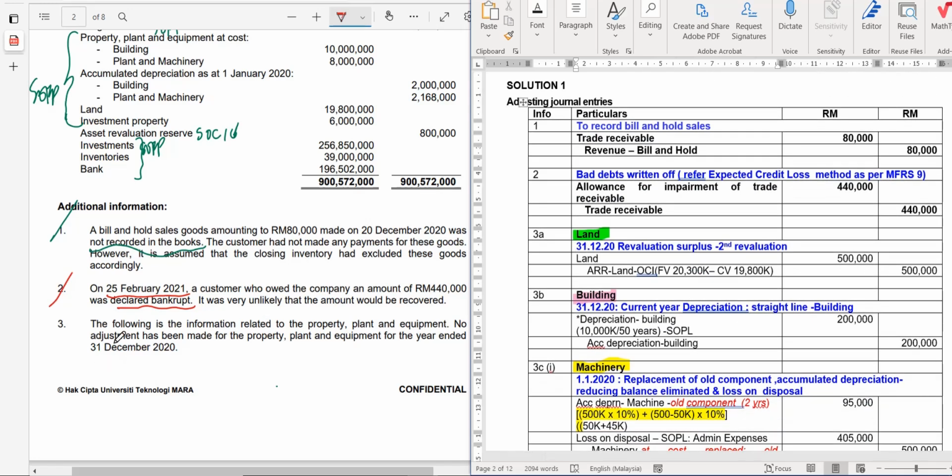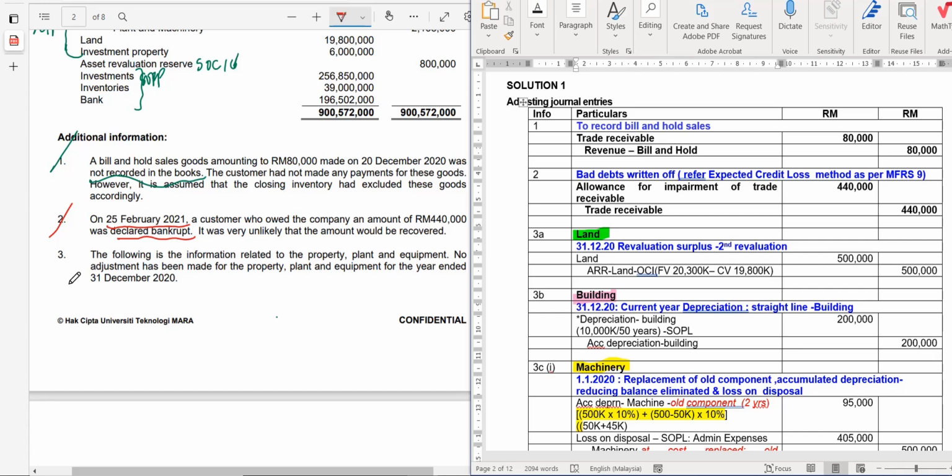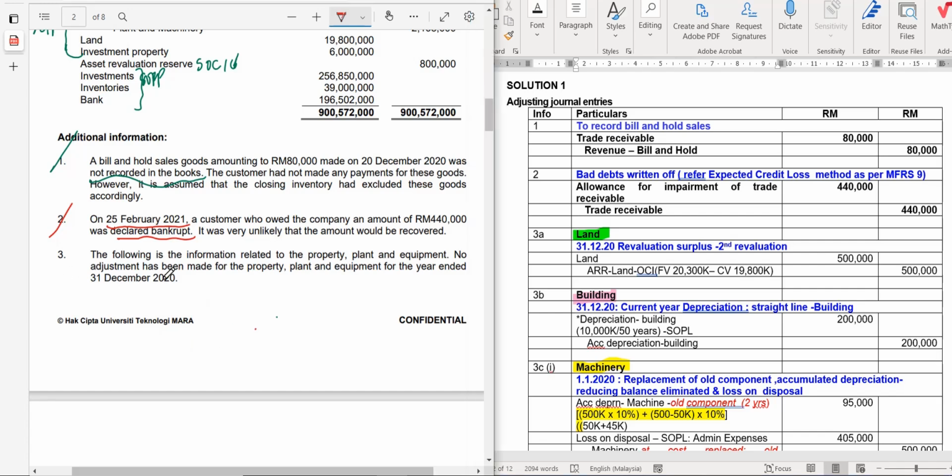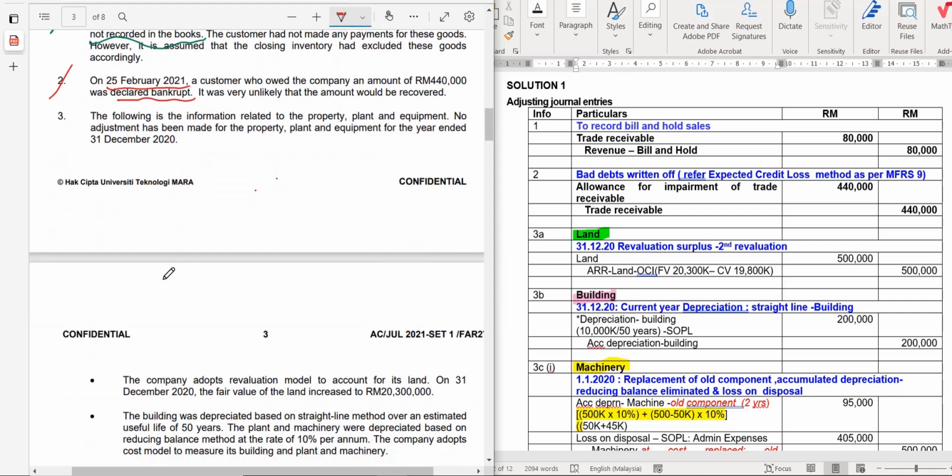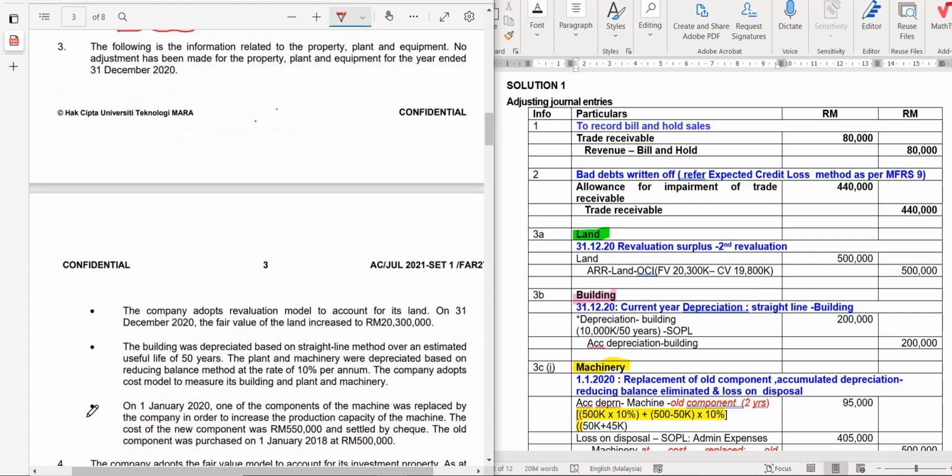Next is the number 3. Number 3 is information related to PPE. So I have numbered the information here because here you have just bullet. So what I do is that I put here A, I put this as B, and I put this as C, so that it's easy for us to do our journal entry.